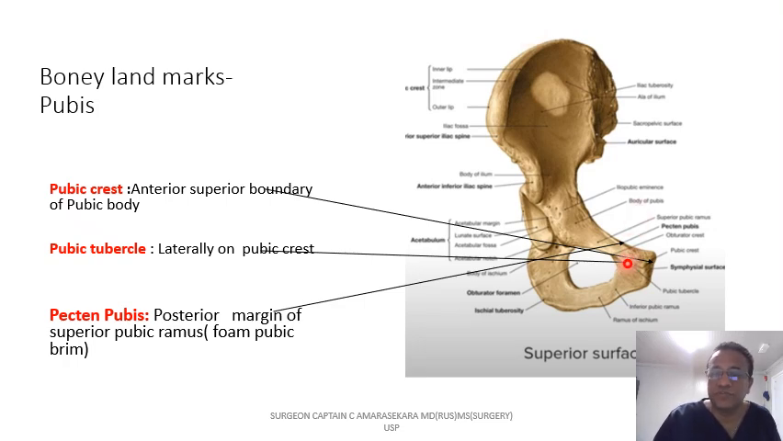So this is your pubic tubercle. This is a rounded small projection just lateral to the pubic crest. It attaches with the inguinal ligament, making it very important in hernia surgeries.